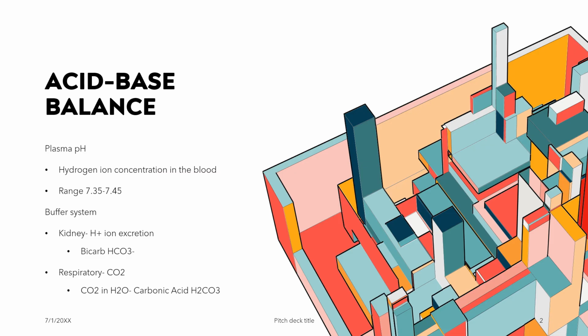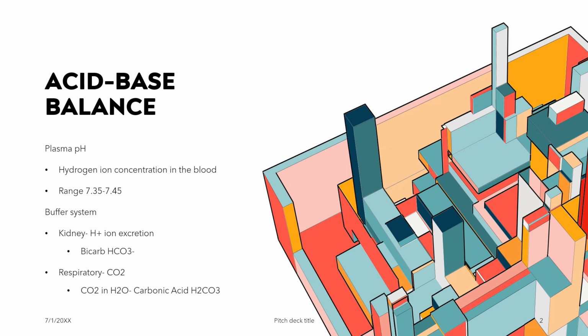So, acid-base balance, so plasma pH. This is the hydrogen ion concentration of the blood. It's how acidic or basic our blood is. Range is 7.35 to 7.45. When we're above 7.45, we're alkalotic or basic. And then 7.35 is our range, and anything below that is considered acidotic. So extra hydrogen ions when we're acidotic, not enough hydrogen ions when we're alkalotic.